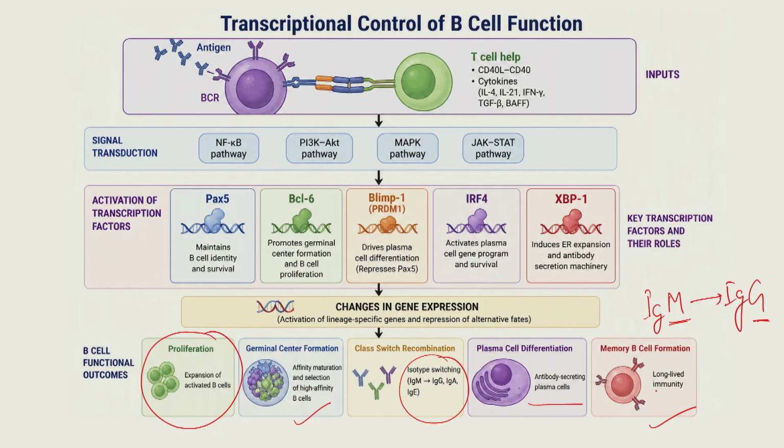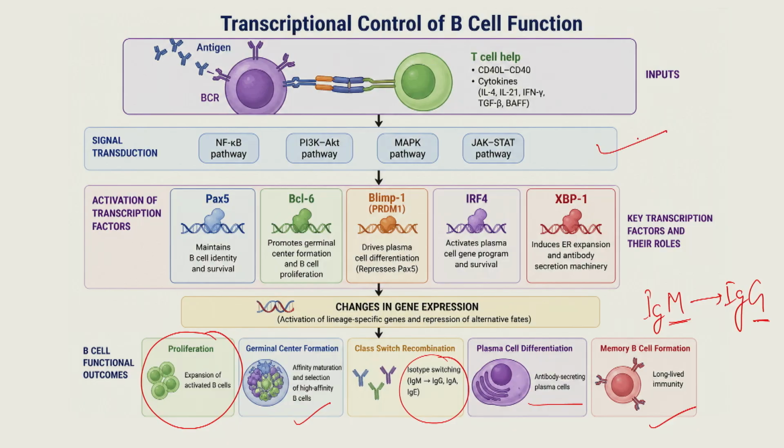And also, the same thing, the long-lasting immunity when we have a memory cell, which is important for survival and secretion of the antibody over a longer duration of time. So this is all about transcription control of the B cell. These are the four pathways which we'll try to see individually. We'll see first the NF-kappa B pathway, and then we'll go to the PI3 kinase pathway, MAP kinase, and JAK-STAT pathway at the last. So let's move on to the NF-kappa B pathway.